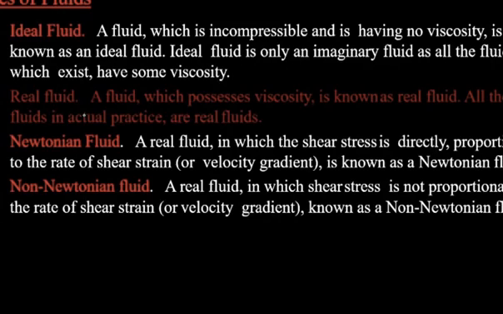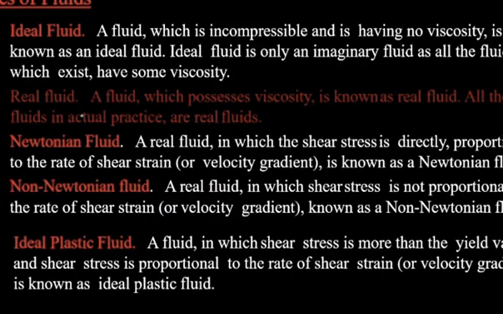So we have ideal fluid which is incompressible and is having no viscosity. Then comes the real fluid which possesses viscosity. Then comes the Newtonian fluid, a real fluid in which shear stress is directly proportional to the rate of shear strain. And we have non-Newtonian fluids, which are real fluids but the shear stress tau is not proportional to the rate of shear strain.